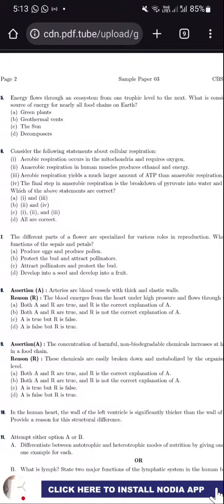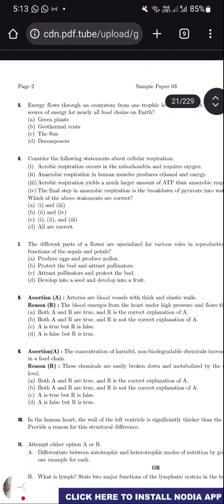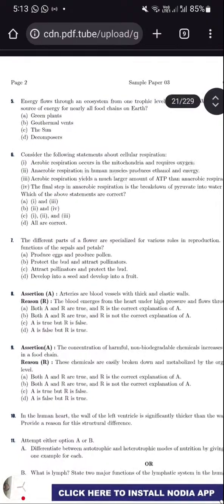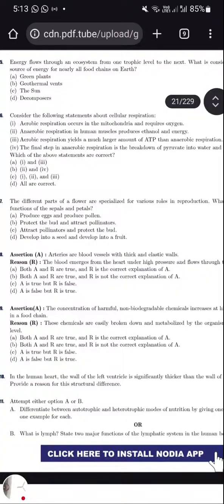Question number 6 is A. Aerobic respiration, first and 3. Correct. Question number 6 is A. Now question 7-1: different parts of the flower are specialized. So here sepals and petals function.